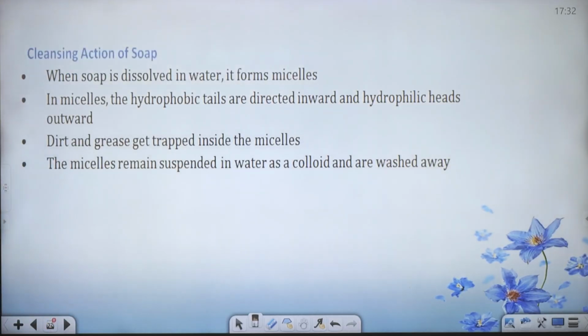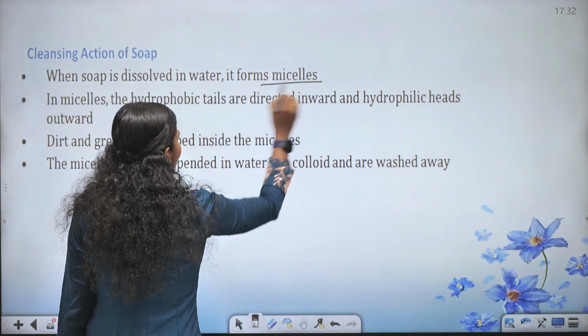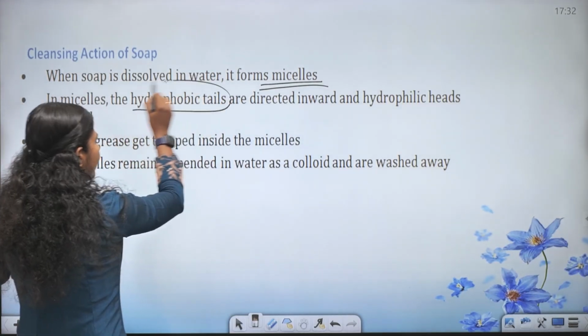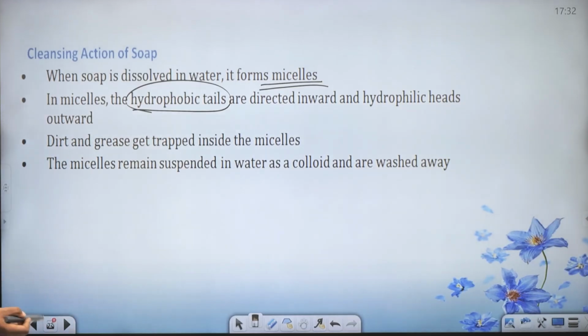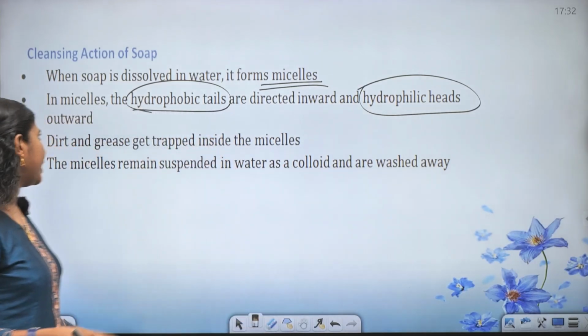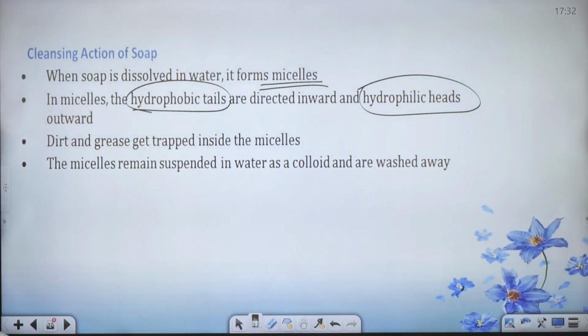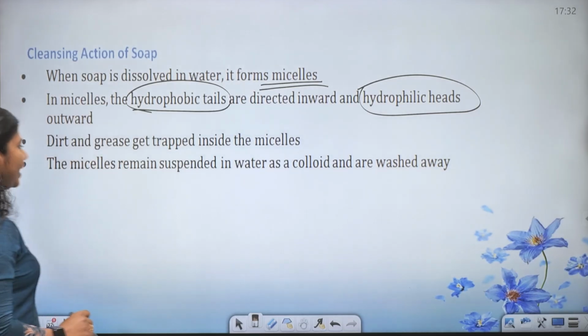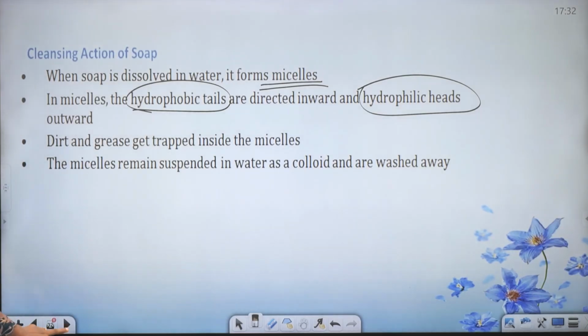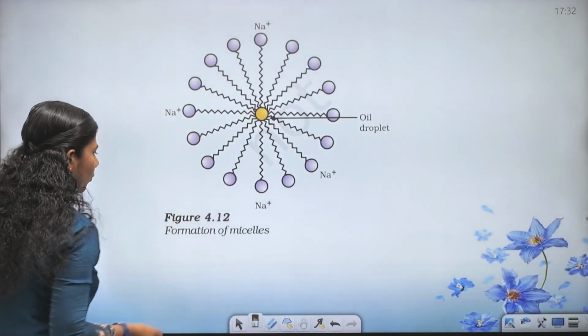Then cleansing action of soap. When soap is dissolved in water, it forms micelles. In a micelle, the hydrophobic tails are directed inward and the hydrophilic heads point outward. The dirt and grease get trapped inside the micelles. The micelles remain suspended in water as a colloid and are washed away. This is the structure of micelle formation.